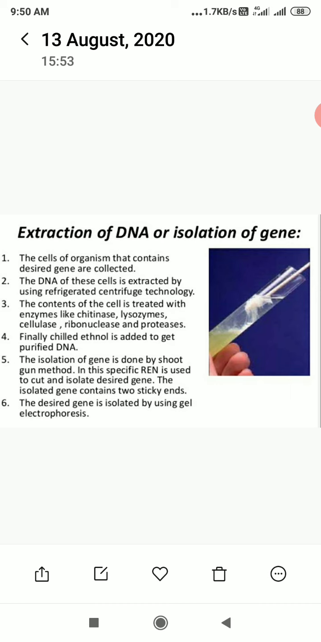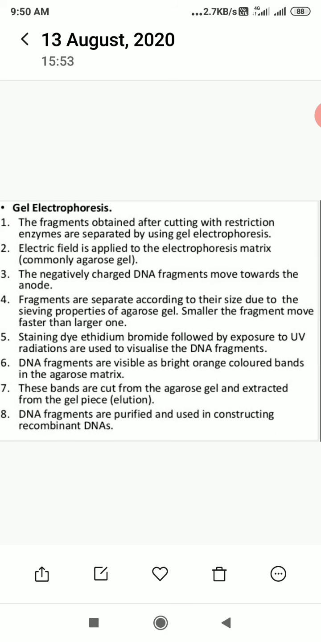The isolation of the gene is done by the shotgun method. In this, a specific restriction enzyme is used to cut and isolate the desired gene. The isolated gene contains two sticky ends. The desired gene is isolated by using the gel electrophoresis technique.